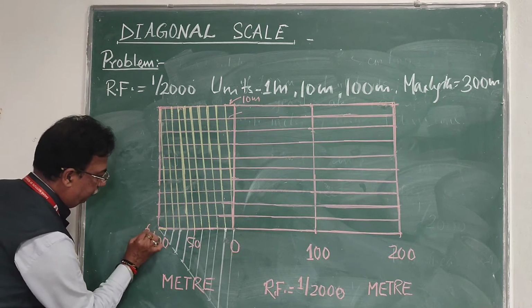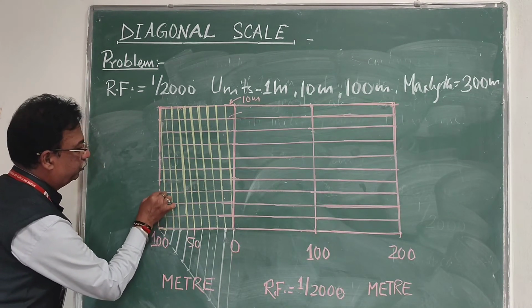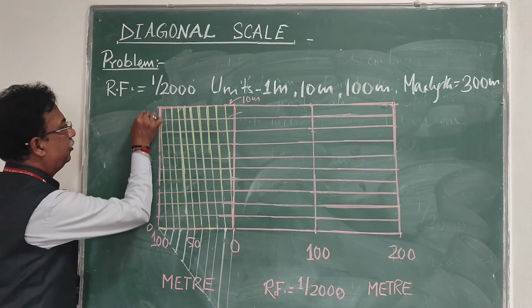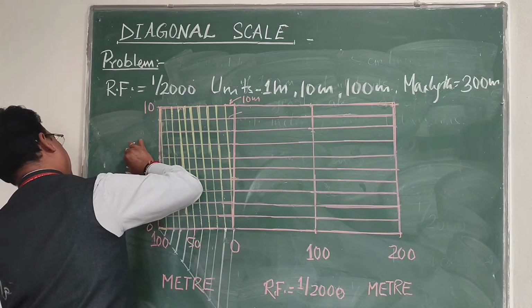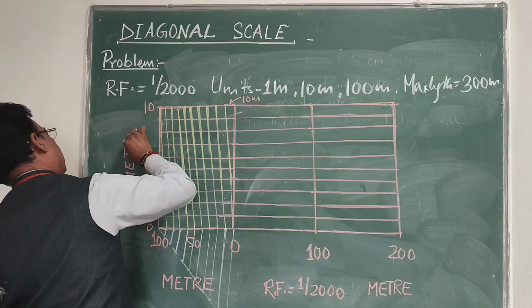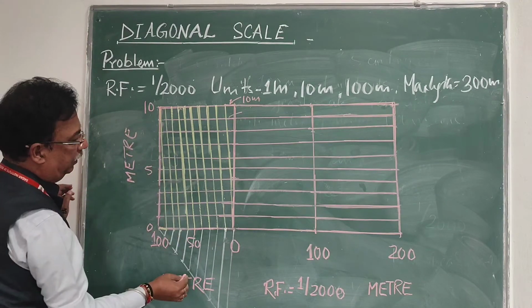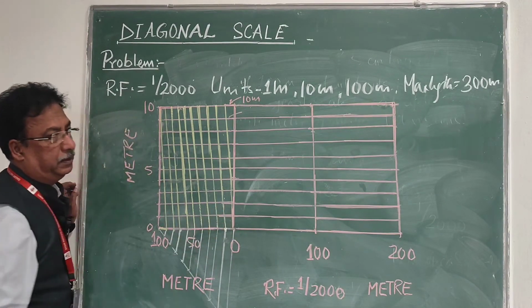And if I want to mention, then this will be 0, 1, 2, 3, 4, 5, and this will be 10 meter. You can write in this way. That is the third part, that is also meter. So the 1 meter we will get at this part.